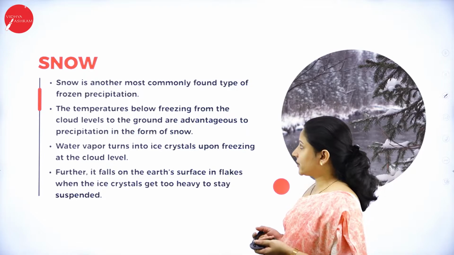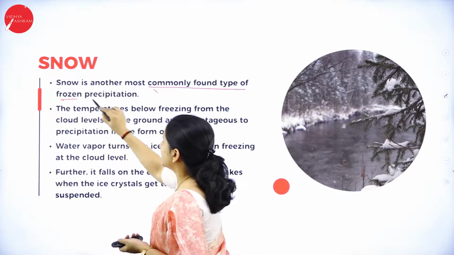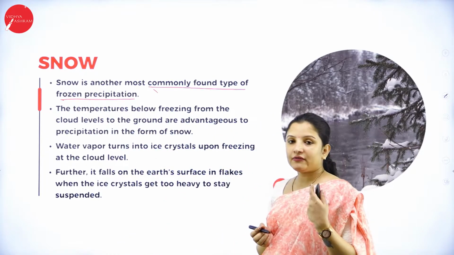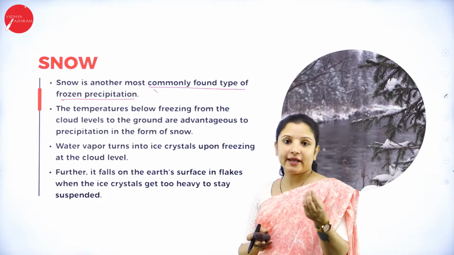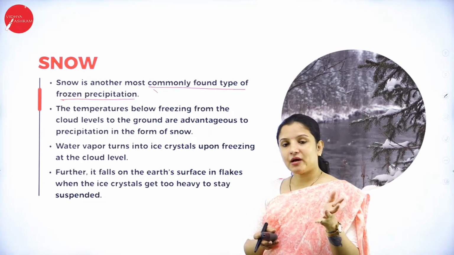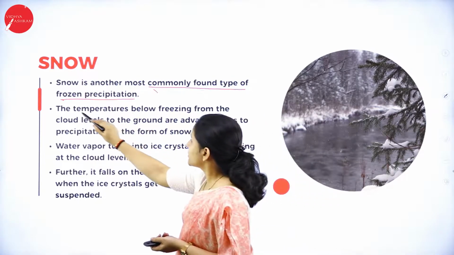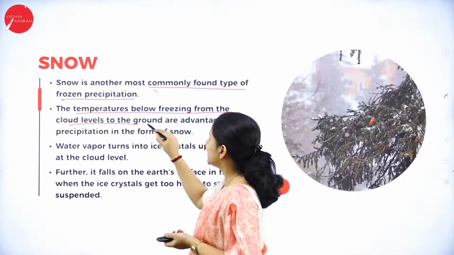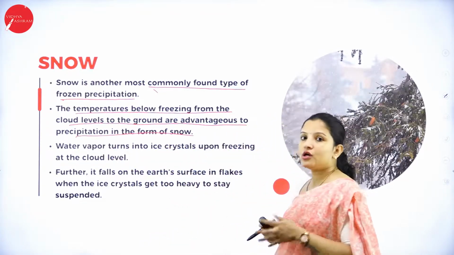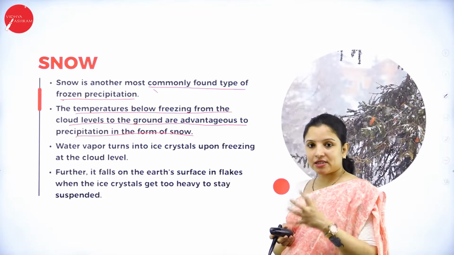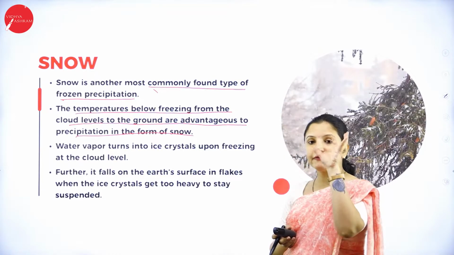Next, talking about one more precipitation, that is snow. Snow is one more commonly found type of frozen precipitation. Where do we find snow? We find it in regions where the cool air mass is more. Wherever there is warm air mass, we find rainfall. Cool air mass will lead to snowing. Temperatures below freezing from the cloud levels to the ground are advantageous to precipitation in the form of snow. When the earth gets heated, the surface water moves to the atmosphere and forms clouds there.